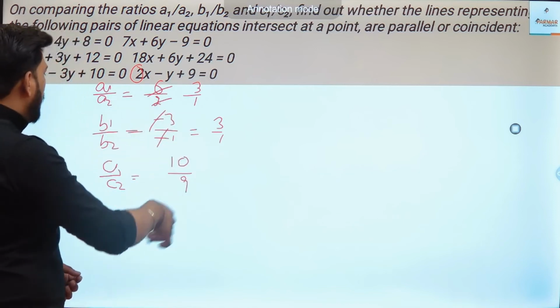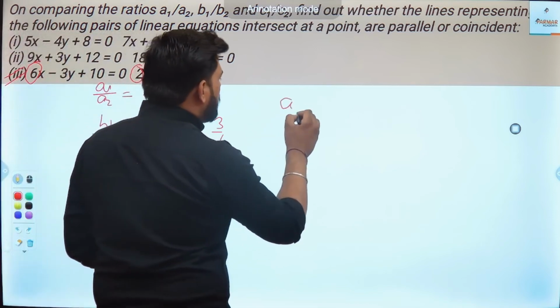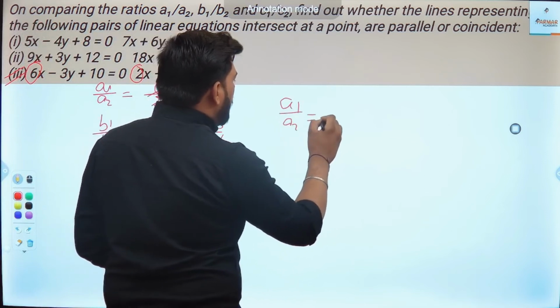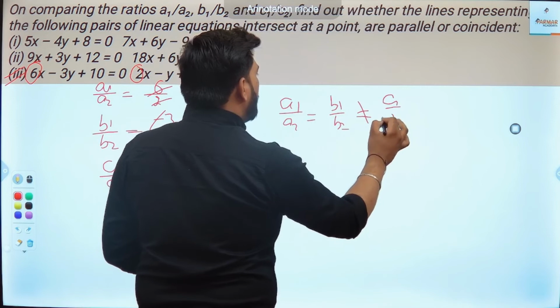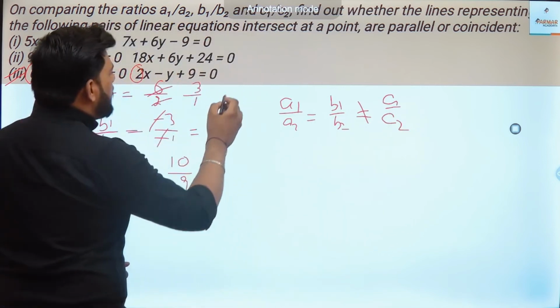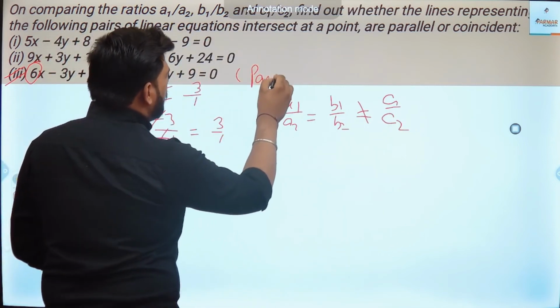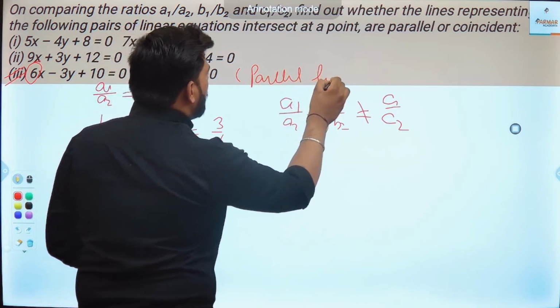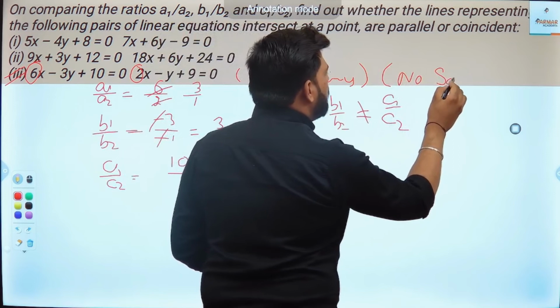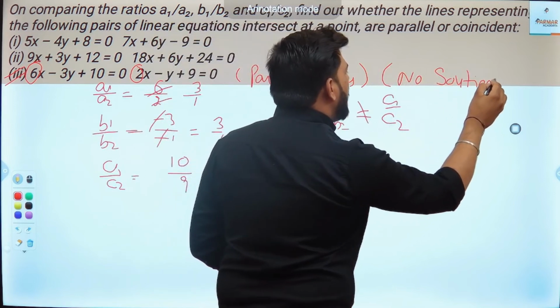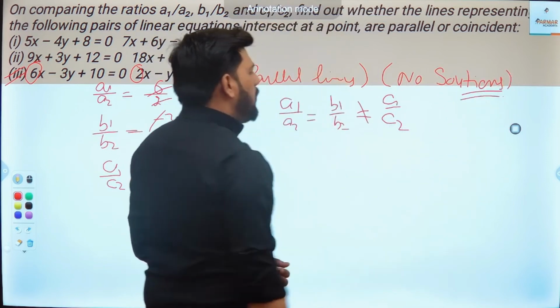So clearly look here, the first two ratios are equal, a1 by a2 is equal to b1 by b2, but not equal to c1 by c2. So these two lines represent parallel lines, and there is no solution, because parallel lines have no common points.